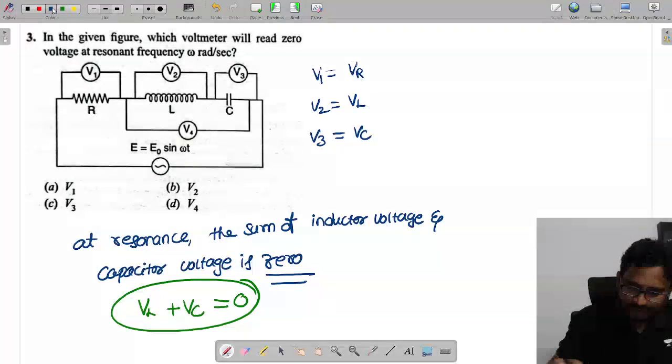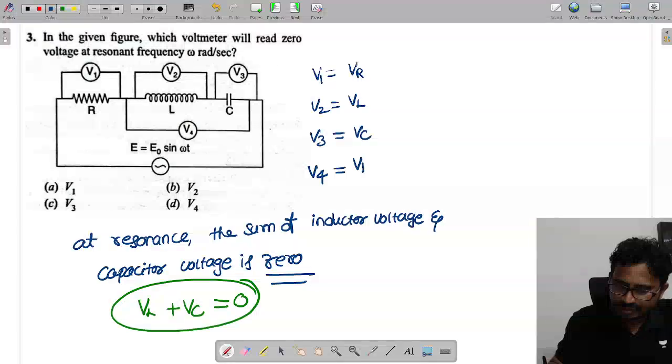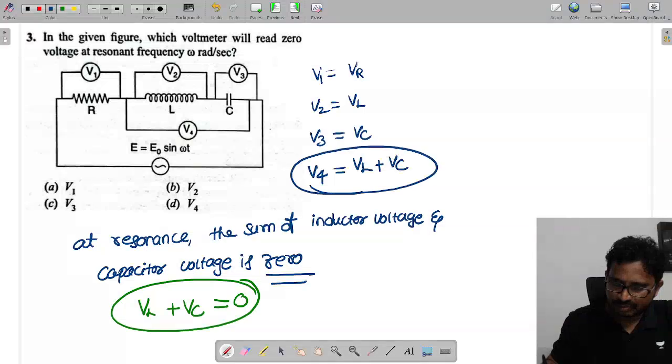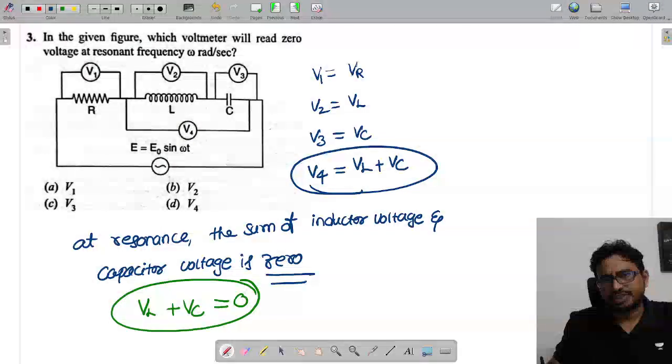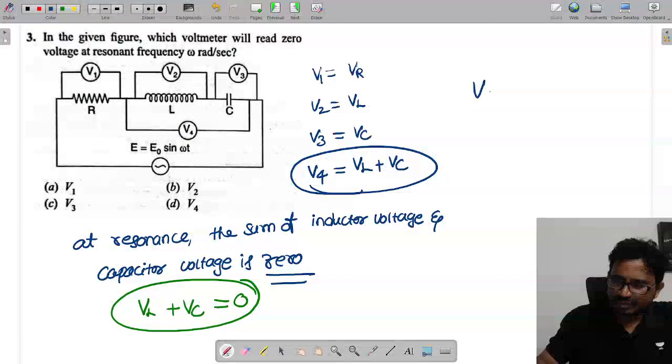Now V4 is given as what? V4 is given as VL plus VC. So V4 is the sum of the inductor plus capacitor voltage, which is 0. From this we can say V4 is 0.